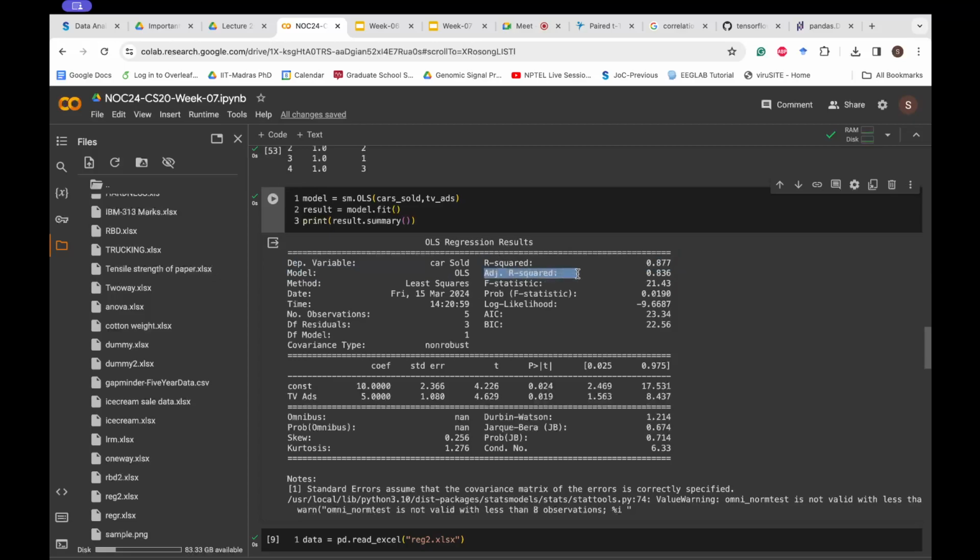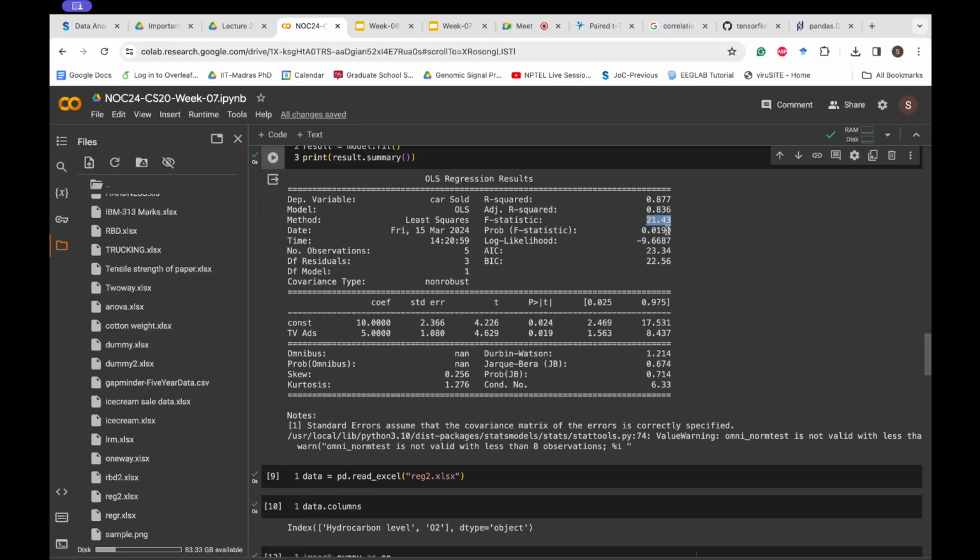We'll see what this adjusted R square is in the multiple regression case. Then you can see the F statistic and the t statistics over here, which show the significance of each of the parameters that you are computing. B0 is the constant parameter and B1 is your slope, the coefficient of TV ads. The F statistic is over here, which is nothing but the ratio of the sum of squares due to regression and the sum of squares due to error.